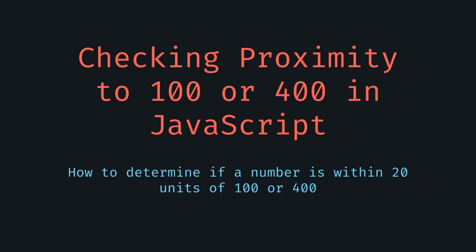Hi, in this video we're going to learn how to write a JavaScript program that checks whether a given integer is within 20 units of 100 or 400. This is a simple proximity check that comes in handy when working with ranges. Let's get started.